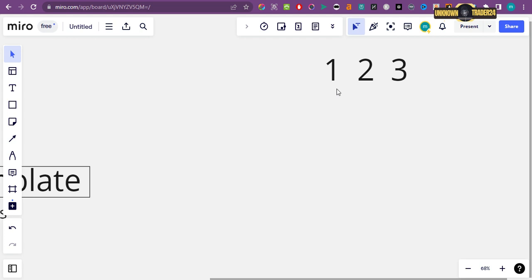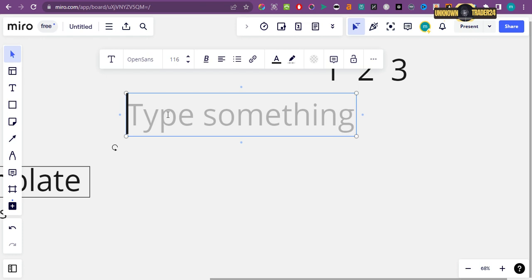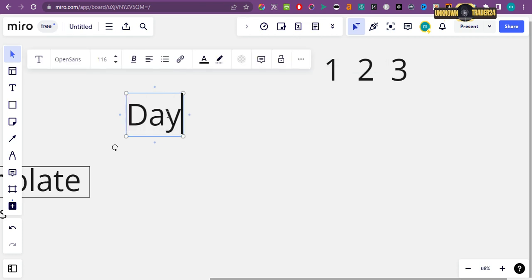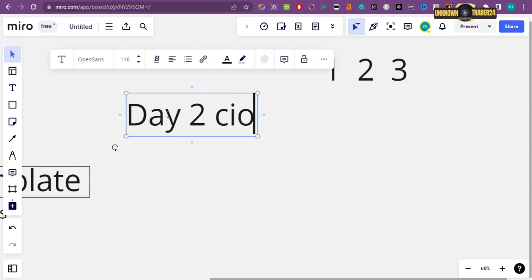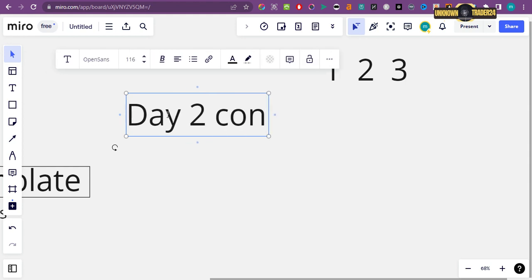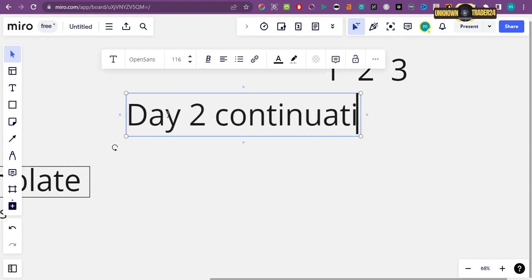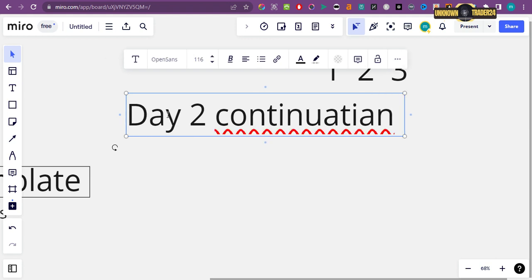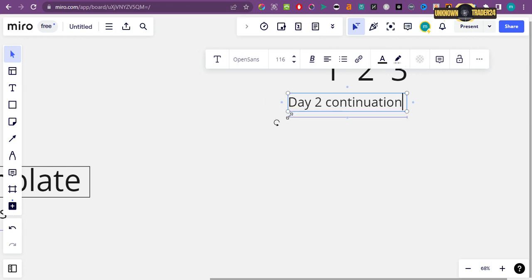What do you look at during that day? Okay, I'm going to show you. There are two strategies we use. I use day 2 continuation. Okay, there is day 2 continuation.